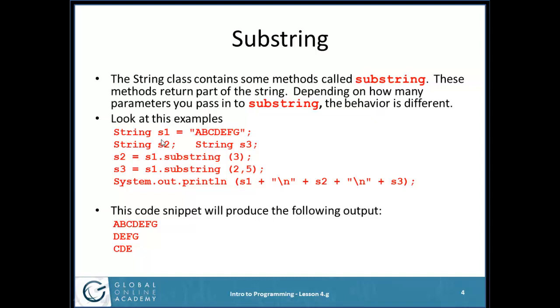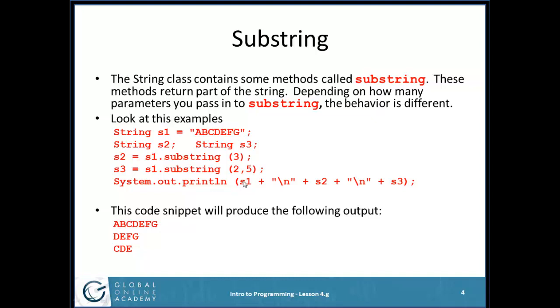If I have string S1 equals ABCDEFG, that's a string with 7 characters in it. Let's say I also have string S2 and S3. I can say S2 is S1, create a substring, and I'll pass the substring method the number 3, and S3 is S1, create a substring, and I'll pass 2 numbers, a 2 and a 5. Now, if I print out S1, followed by S2, followed by S3, I'm going to get this.